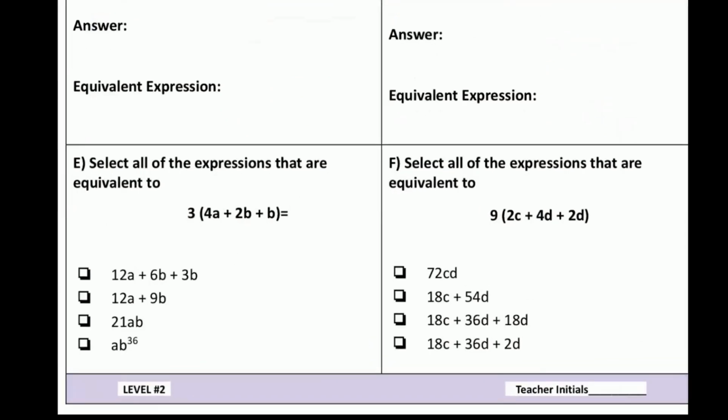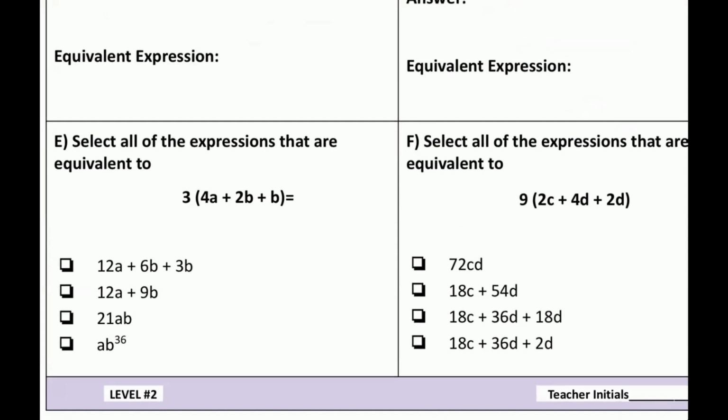Let's take a look at E. It says select all of the expressions that are equivalent. You're going to treat this problem the exact same way that we've treated our previous problems. You'll multiply 3 times 4A, 3 times 2B, and 3 times B. Remember, if it says select all, it's guaranteed that there's more than one answer. So go ahead and complete the rest of E, then come back to the video.